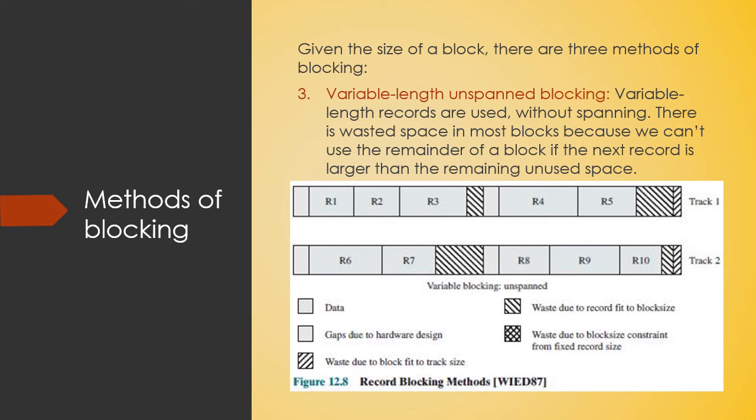Variable length unspanned blocking. Variable length records are used without spanning. There is wasted space in most blocks because we can't use the remainder of a block if the next record is larger than the remaining unused space.